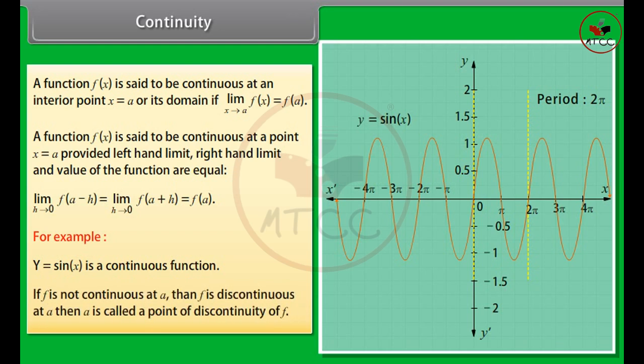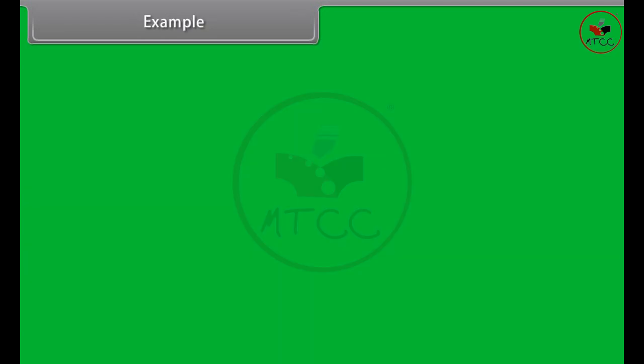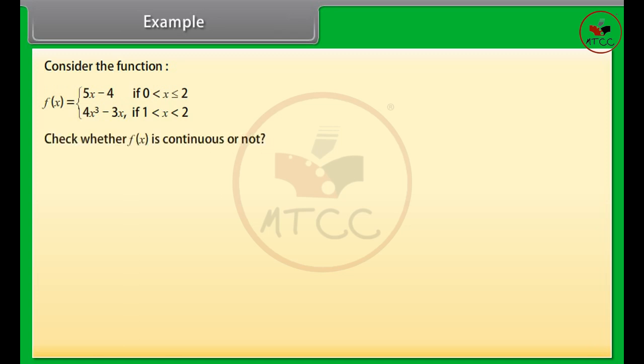If f is not continuous at a, then f is discontinuous at a, and a is called a point of discontinuity of f. Example. Consider the function f(x) equals 5x minus 4 if 0 is less than x less than or equal to 1, and equals 4x cube minus 3x if 1 is less than x is less than 2. Check whether f(x) is continuous or not.